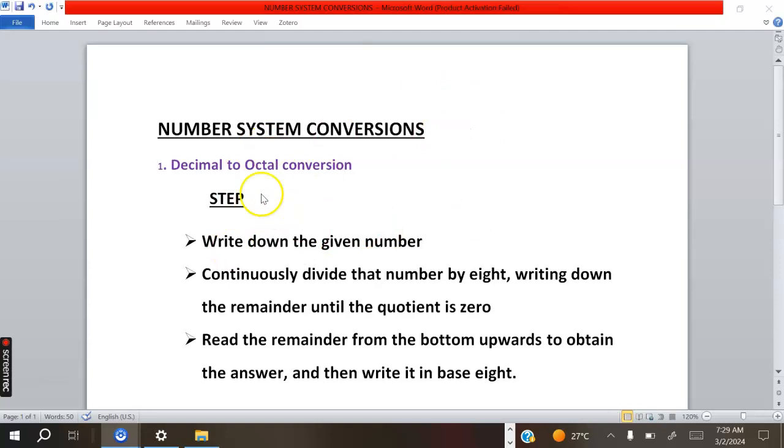Okay, let's move now to the steps that we take whenever we want to convert a decimal number to an octal number. Step number 1, you write down the given number. Then you continuously divide that number by 8, writing down the remainder until the quotient is 0. Then lastly, you read the remainder from the bottom upwards to obtain the answer, and then write it in base 8, as you can see. Okay, let's move to the actual example.